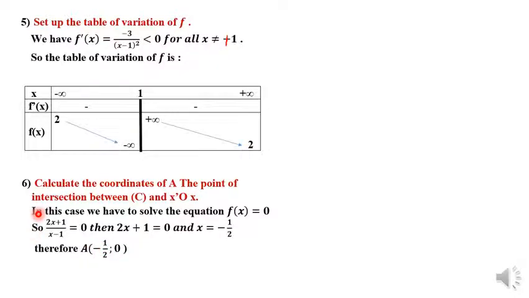نحن بنعرف أنه بس ما نجيب الانترسكشن بين ال C والx prime x لازم ناخد f x ايكوال 0. يعني 2x plus 1 على x minus 1 يساوي 0. يعني اكيد النيميريتور 0. فصار عندنا 2x plus 1 يساوي 0. بنحلها لهيدي الايكويشن بيطلع عندنا x ايكوال minus 1 over 2. فإذا الx هو minus 1 over 2 وهيدي 0 لأنه انترسكشن مع الx prime x فبيكون الy 0.